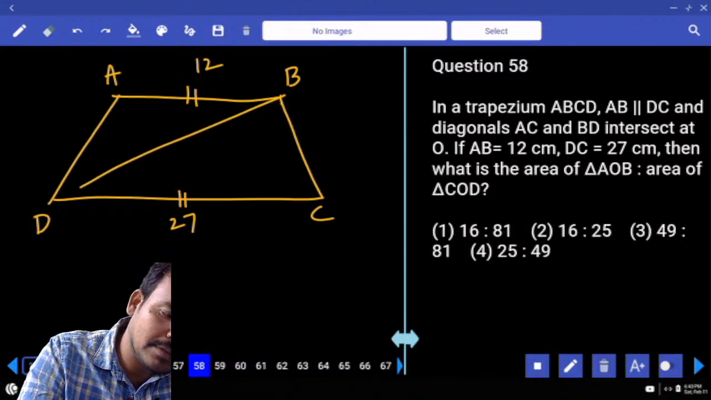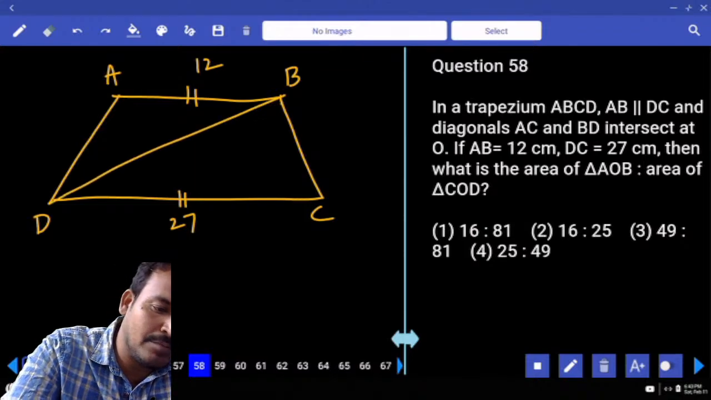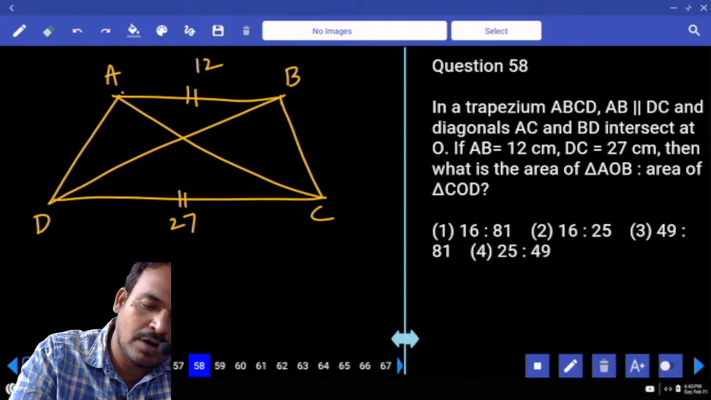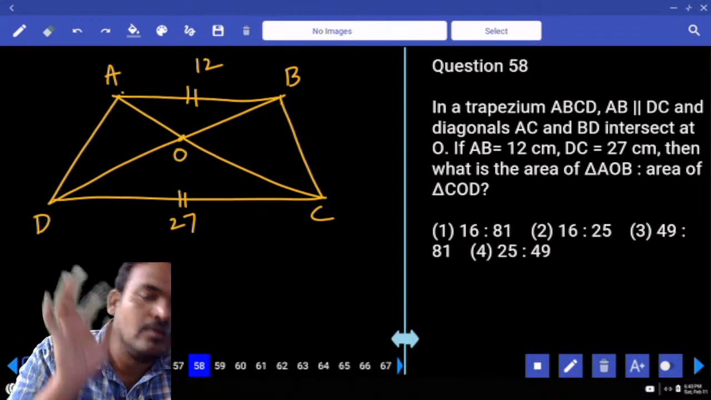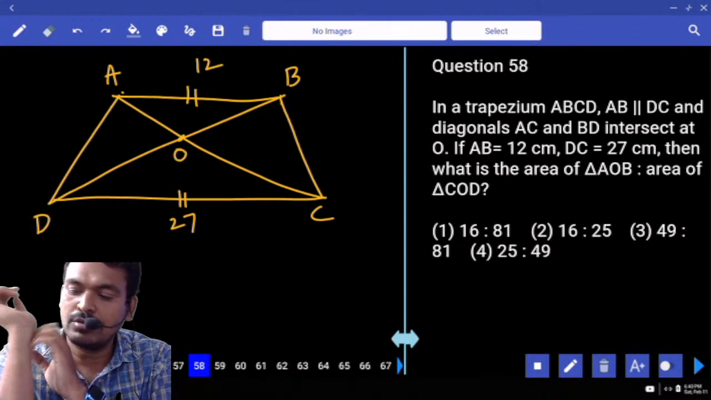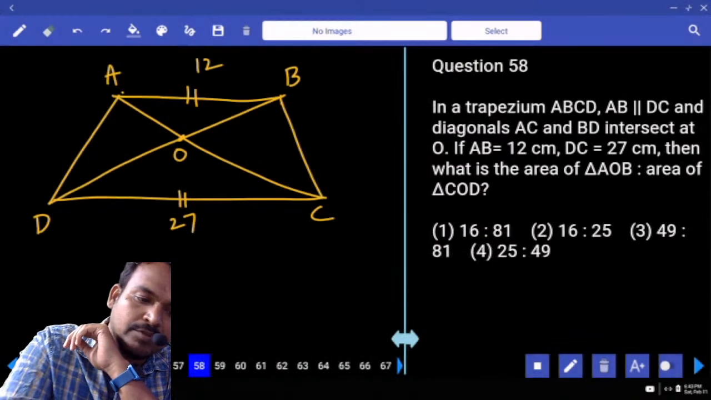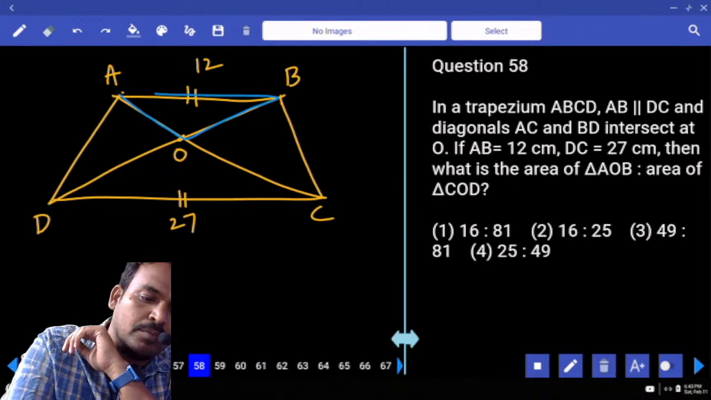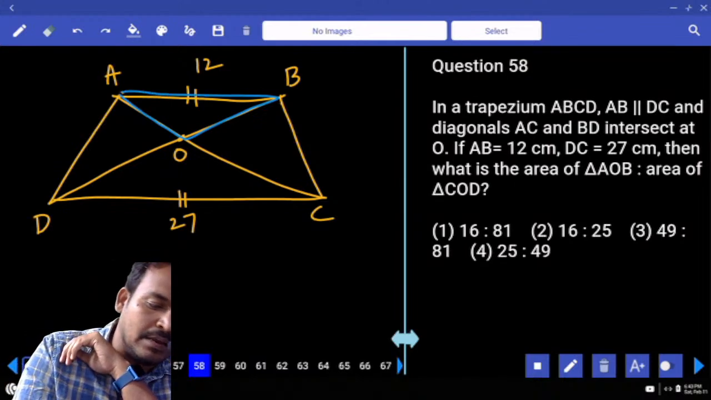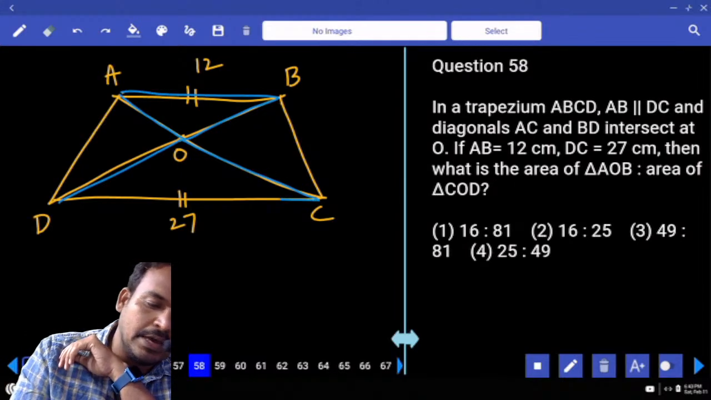BD diagonal means this one or not? AC diagonal means this one. These two intersect at point O or not? What is the question here? Find the area of triangle AOB. We required area of which one? Triangle AOB and area of triangle COD or not?